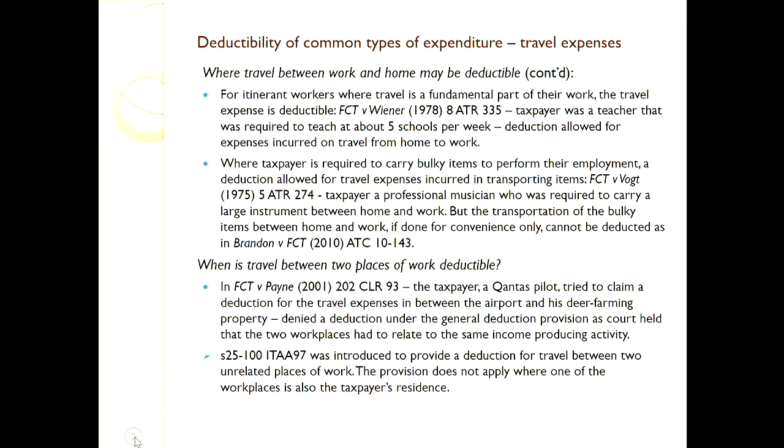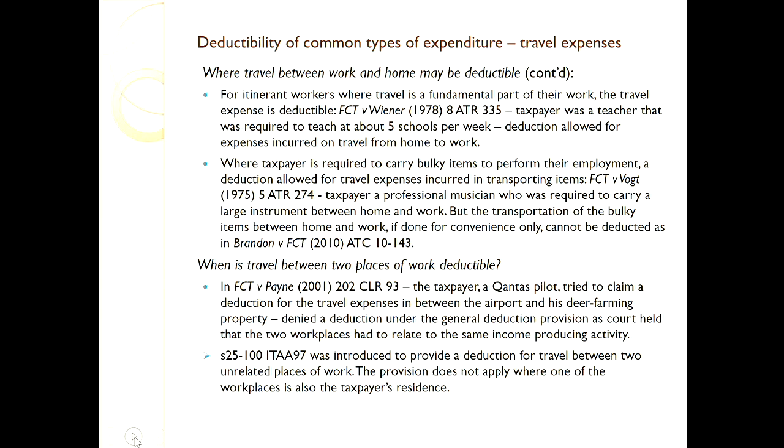You had a Qantas pilot. He was not only a pilot, he had a deer farm. He was running that out of his residence, and he tried to claim a tax deduction for the travel expense between the airport and his home where he had a deer farm. The court held no, that you cannot claim that as a tax deduction under Division 8. They must relate to the same kind of income-generating activity.